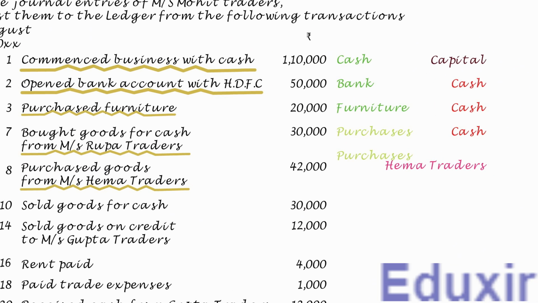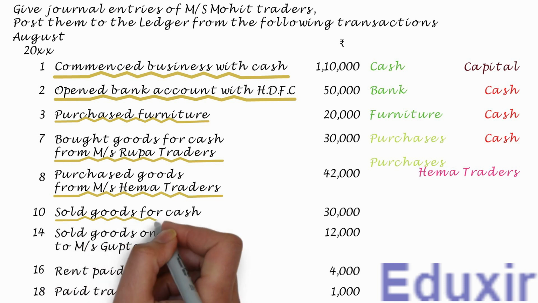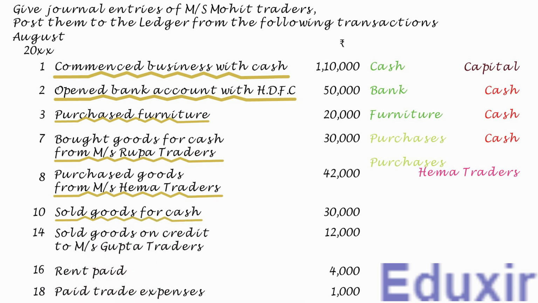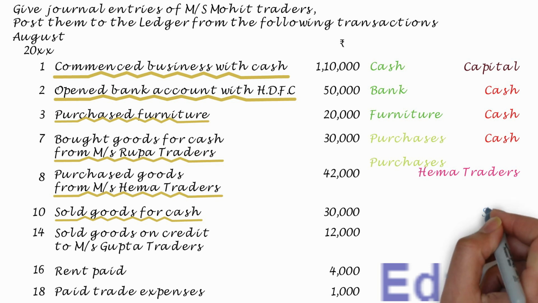In this transaction, the business has sold goods worth 30,000 rupees for cash. As you know, sales generate revenue for the business. In other words, the revenue of the business is increasing in this transaction. The rule to record any increase in the revenue is to credit the corresponding revenues account. In this case, the sales account should be credited.